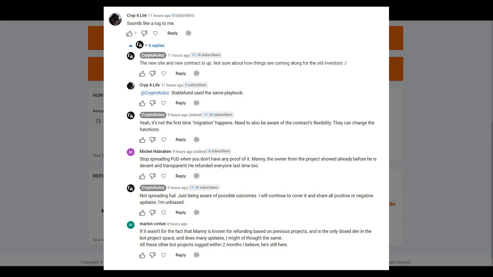Marlin wrote here, if it wasn't for the fact that Manny is known for refunding based on previous projects and is the only docs dev in the bot project space and does many updates, I might have thought the same. All these other projects rugged within 2 months, I believe he's still here. Yes, I agree, Marlin. But I believe he started PGV in October, so it hasn't been too long either. Stable fund ran for several months, I believe it was like 6 months. In comparison, this is still very young. There's still a lot that can happen. We're not in the clear.